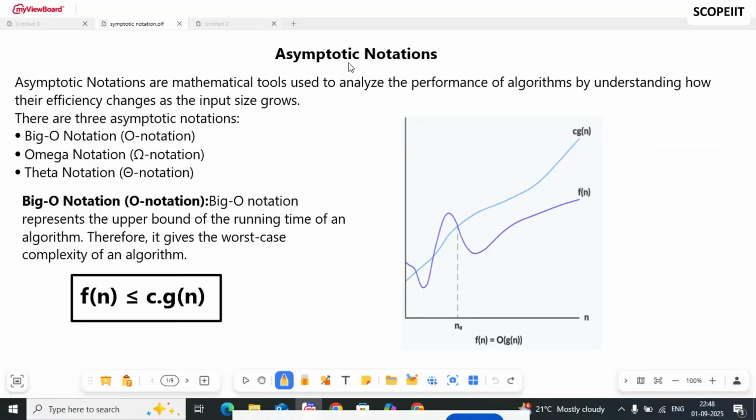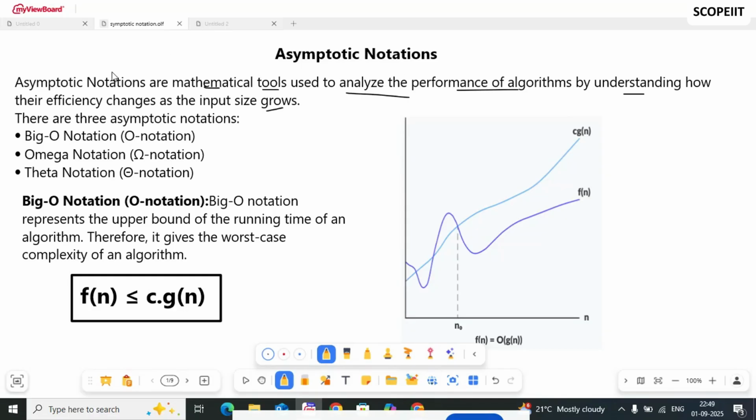Today we will discuss the topic asymptotic notation in the Design and Analysis of Algorithms subject. Now, what do you mean by asymptotic notation? Asymptotic notations are mathematical tools used to analyze the performance of an algorithm by understanding how their efficiency changes as the input size grows. In short, it is a mathematical tool that is used to analyze the performance of an algorithm, that means how well your algorithm will perform.